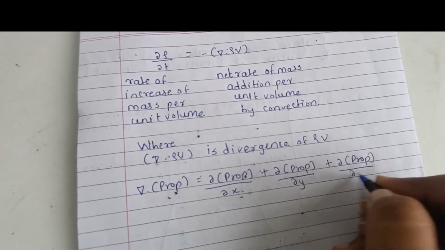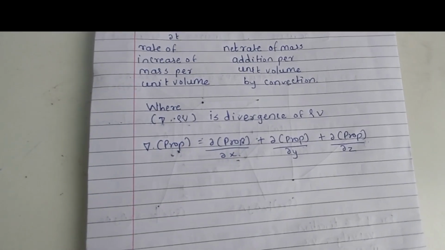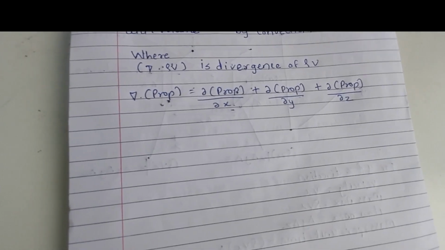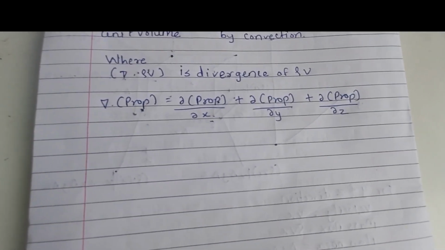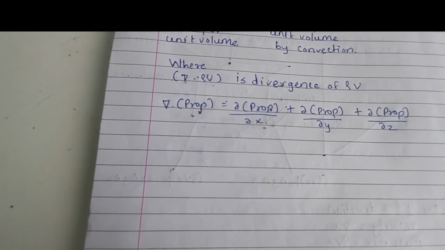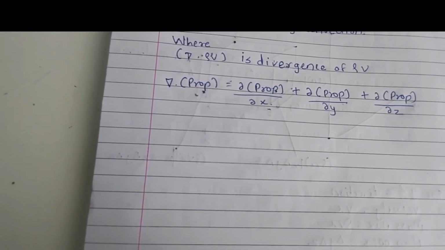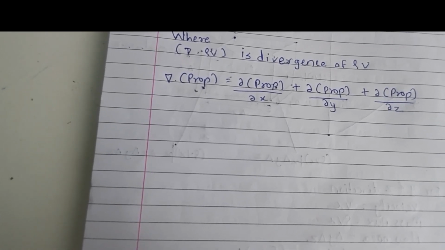Here we can simplify the above equation by dividing the whole term by del x, del y and del z. Thus we can write that d rho by dt is equal to minus of del by del x into rho vx plus del by del y into rho vy plus del by del z into rho vz.